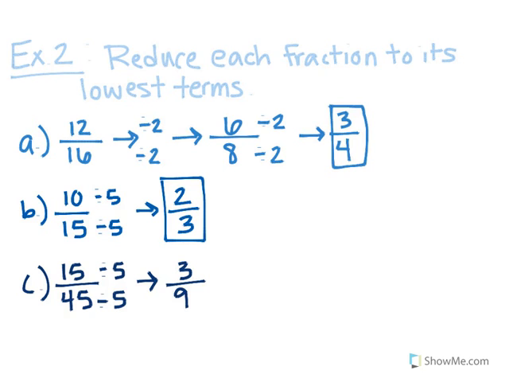So 3 and 9. Any common factors? Yeah, they both have 3 in common. So I'm going to go ahead and divide each of these by 3. So 3 divided by 3 is 1. 9 divided by 3 is 3. And if you look at here, we've got 1 and 3. Both are prime, which means I am done.